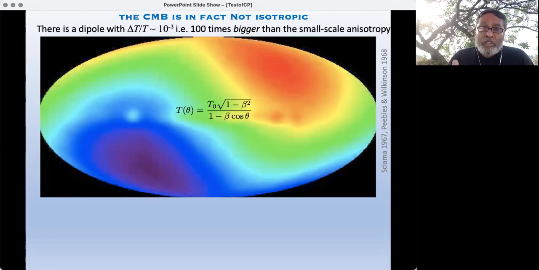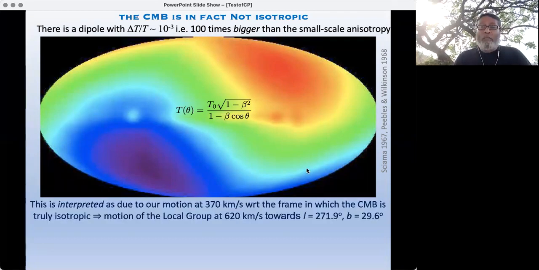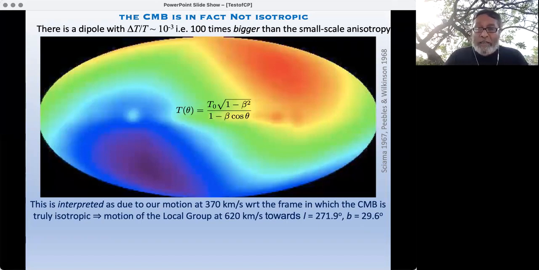If you are an inertial observer moving through an isotropic black body background, then you will see a temperature according to the angle given by this formula, where beta is our velocity. And since the fluctuation in the temperature is a milli-K, the velocity is also about 1,000th of the speed of light. And therefore, we conclude that we are moving at 370 kilometers per second with respect to some frame in which the CMB is isotropic. And in that frame, all those equations I showed you actually hold, and you can do the standard cosmological analysis.